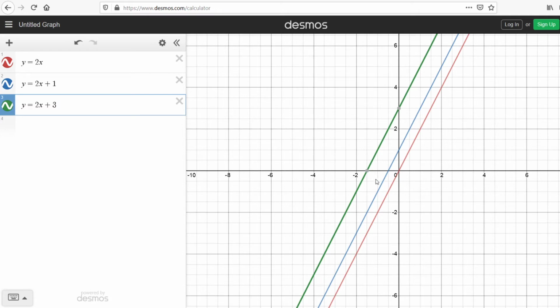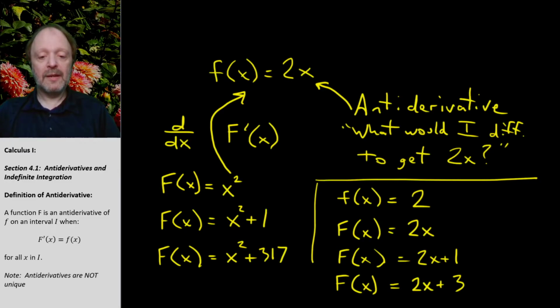We've all seen that these are all parallel. They're all stacked on top of each other. Let me go back to the drawing board so I can show you what I'm talking about.